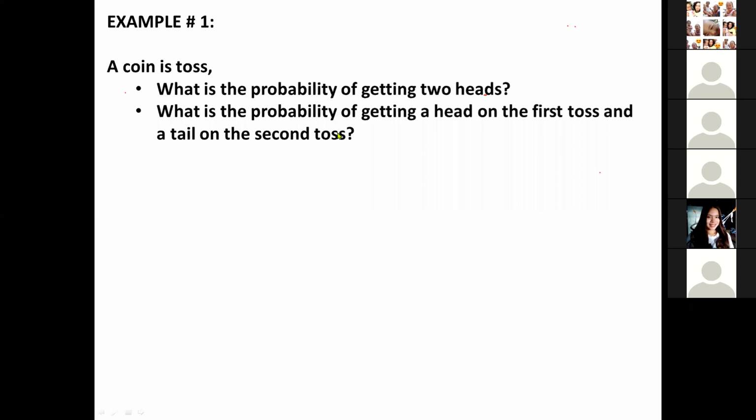Okay? Okay, example number 1. A coin is tossed. What is the probability of getting 2 heads? What is the probability of getting a head on the first toss and a tail on the second toss? What do you think will be the answer for what is the probability of getting 2 heads if a coin is tossed twice? What do you think?